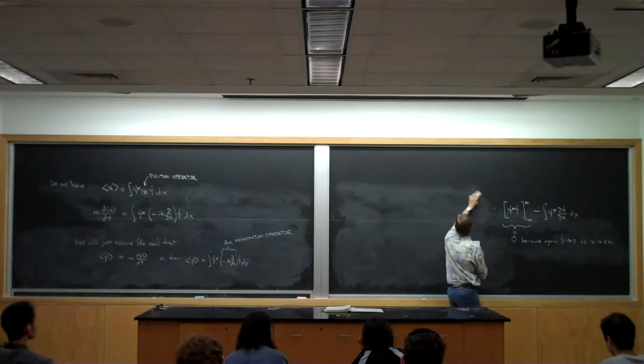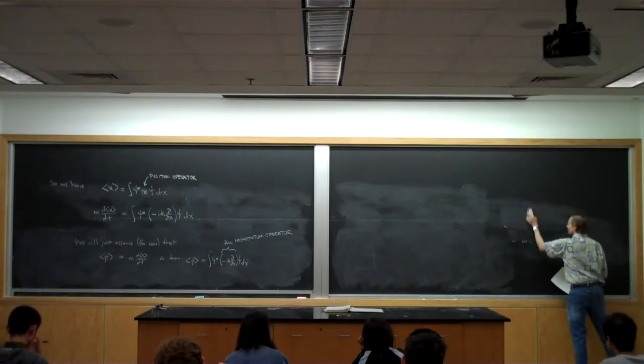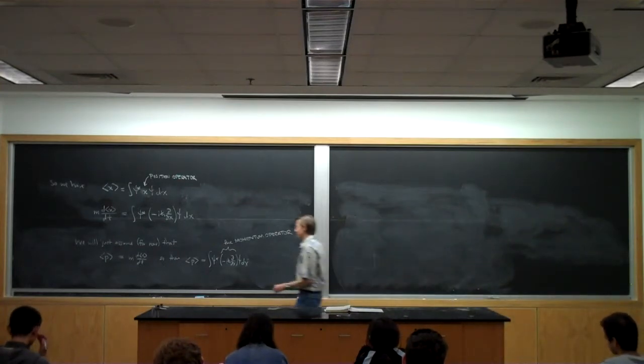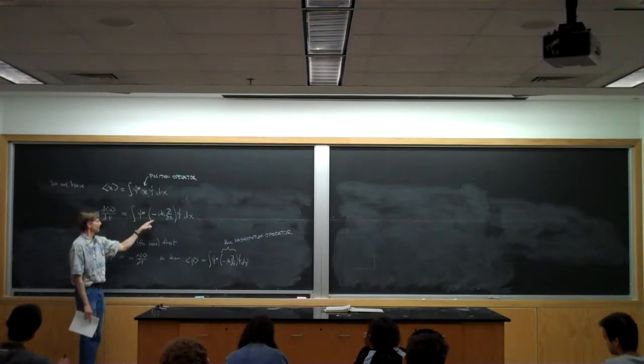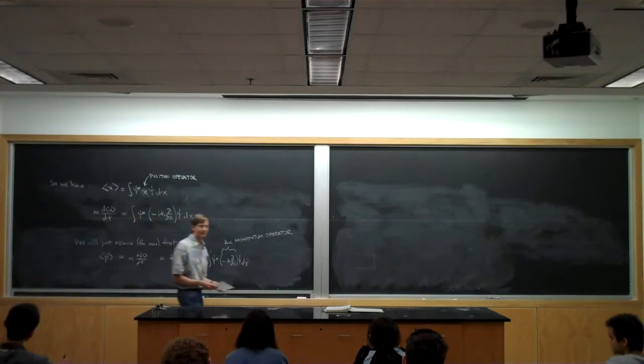In fact, this is something profound to which we've alluded, this idea that you represent the position operator as simple multiplication by x. The momentum operator is the operator minus i h bar d/dx.